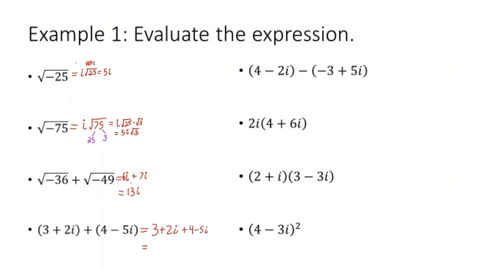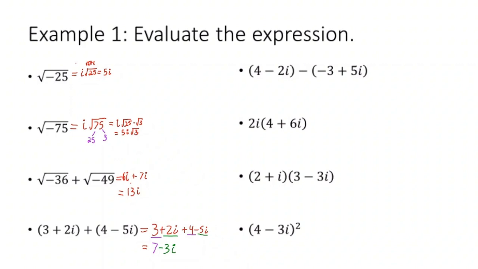Now we'll collect our like terms. 3 and 4 are non-i terms, so we can add them together. We get 7. 2i and negative 5i are i terms. Add them together, and we get negative 3i. So (3 plus 2i) plus (4 minus 5i) equals 7 minus 3i.